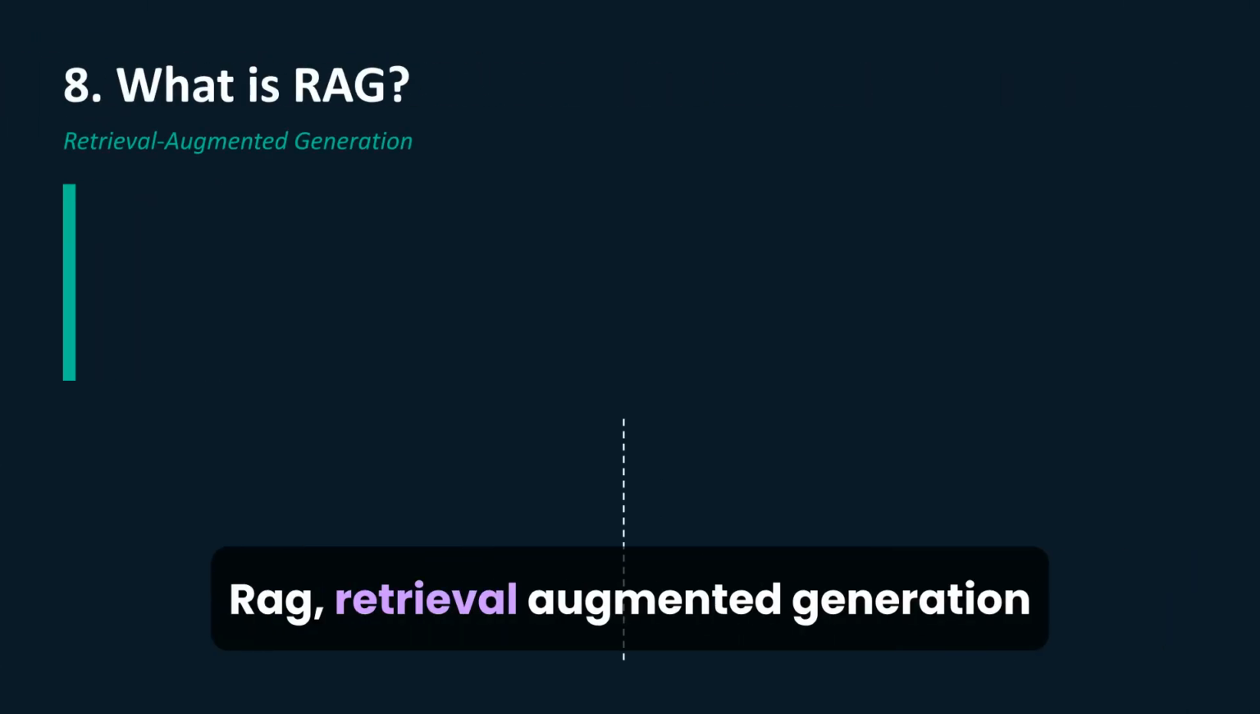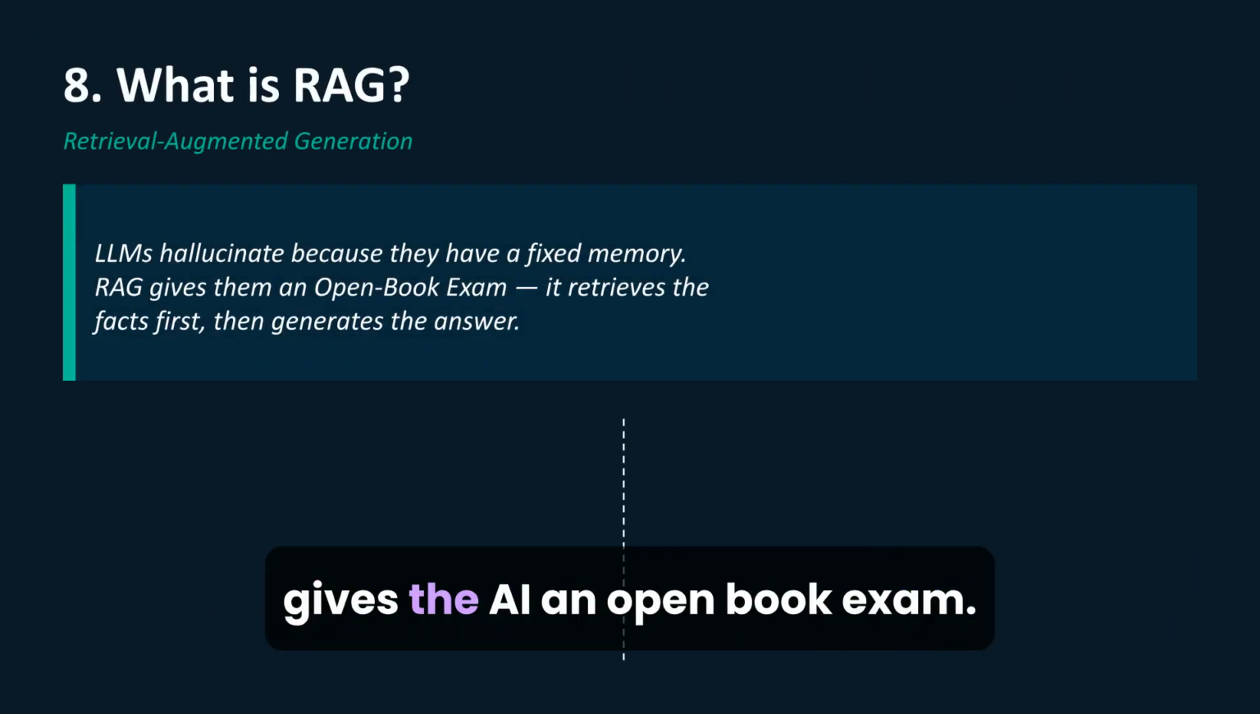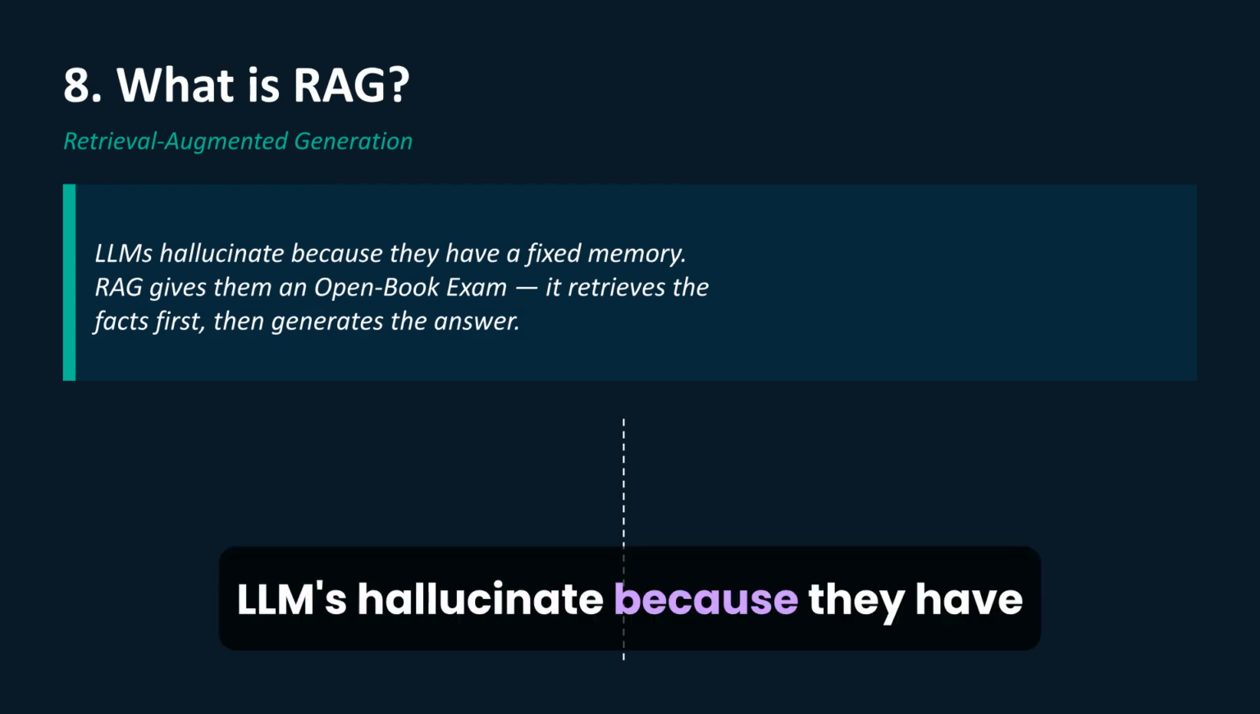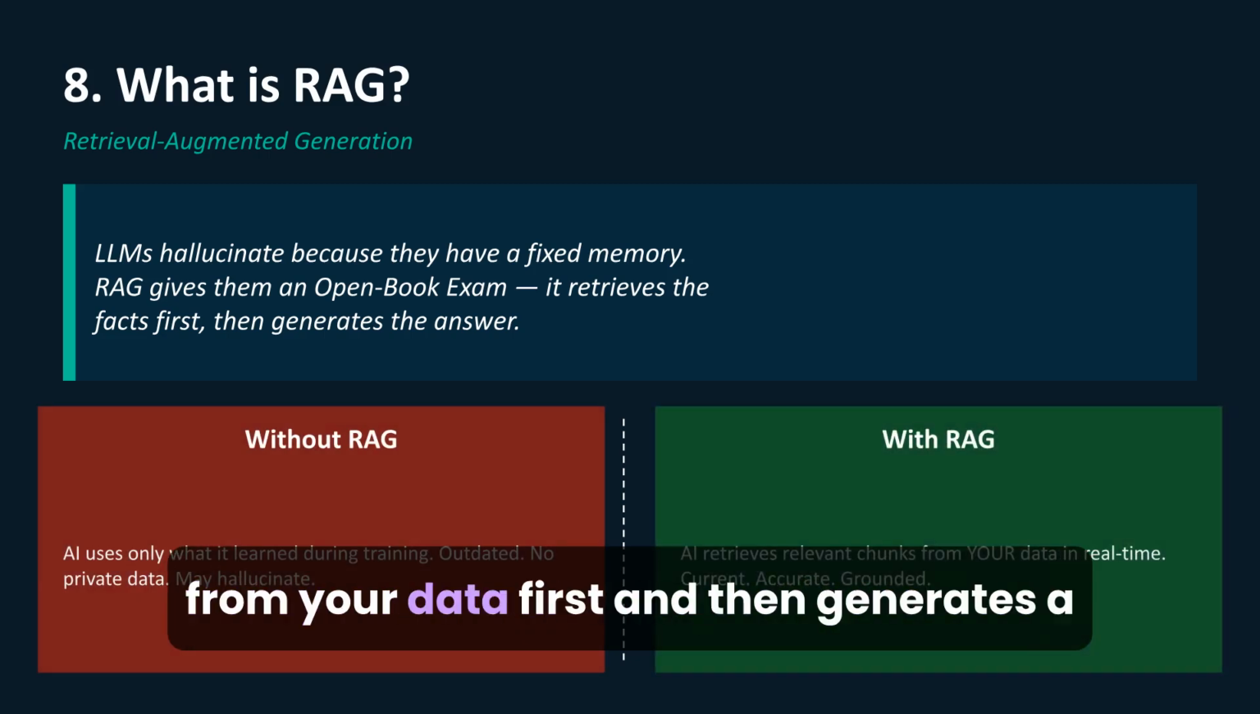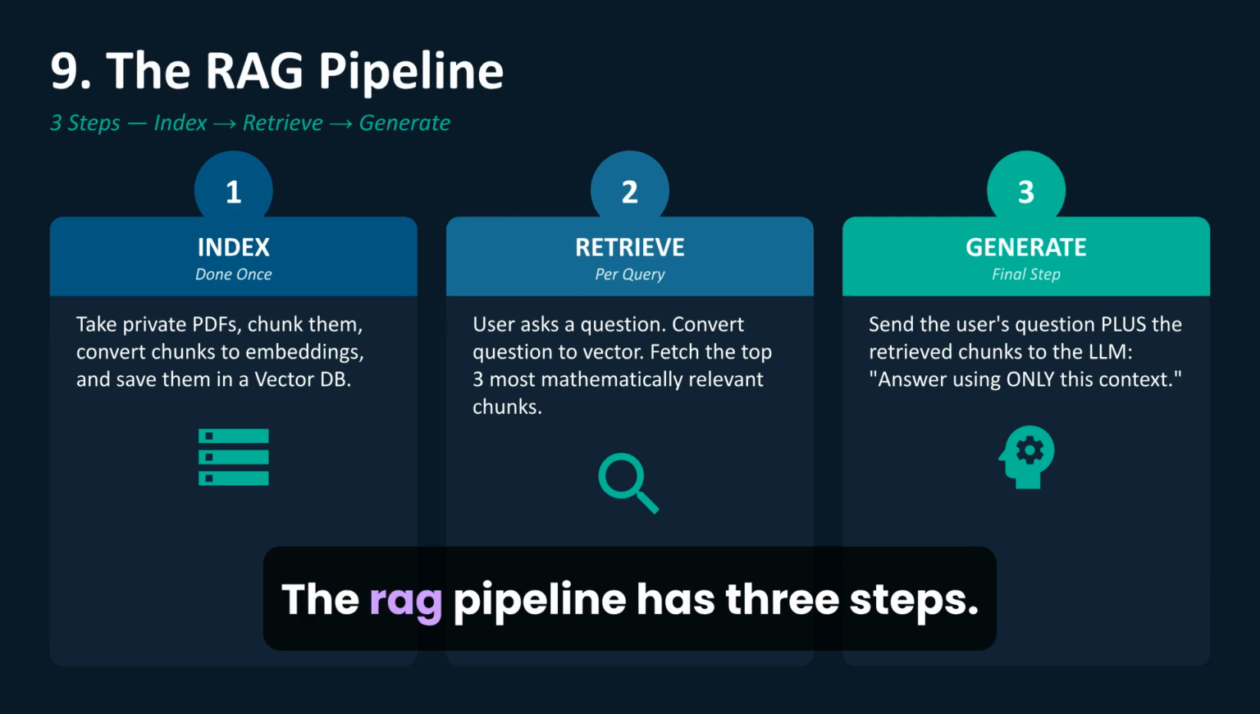RAG, Retrieval-Augmented Generation, gives the AI an open book exam. LLMs hallucinate because they have fixed memory, but RAG retrieves facts from your data first and then generates a grounded answer. The RAG pipeline has 3 steps.